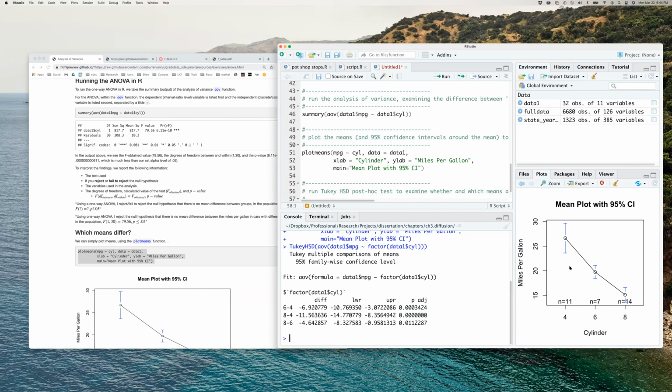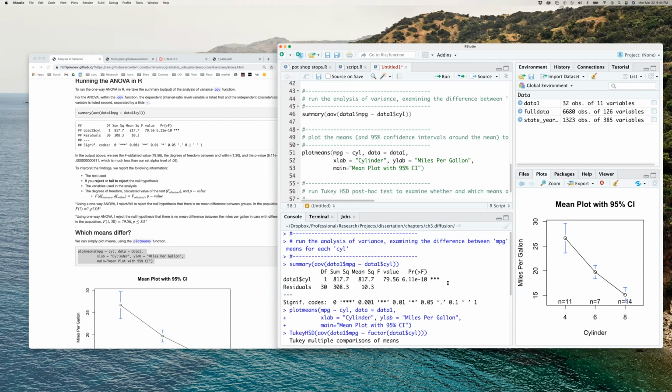So we find a significant difference between these two, significant difference between these two. And then finally, when we compare 6-cylinder to 8-cylinder cars, we also find that these two are significantly different from one another. 0.01 is less than 0.05. So it's not just that one group differed from all the others, it's that every comparison differed significantly. And that's why overall we find a hugely significant relationship.